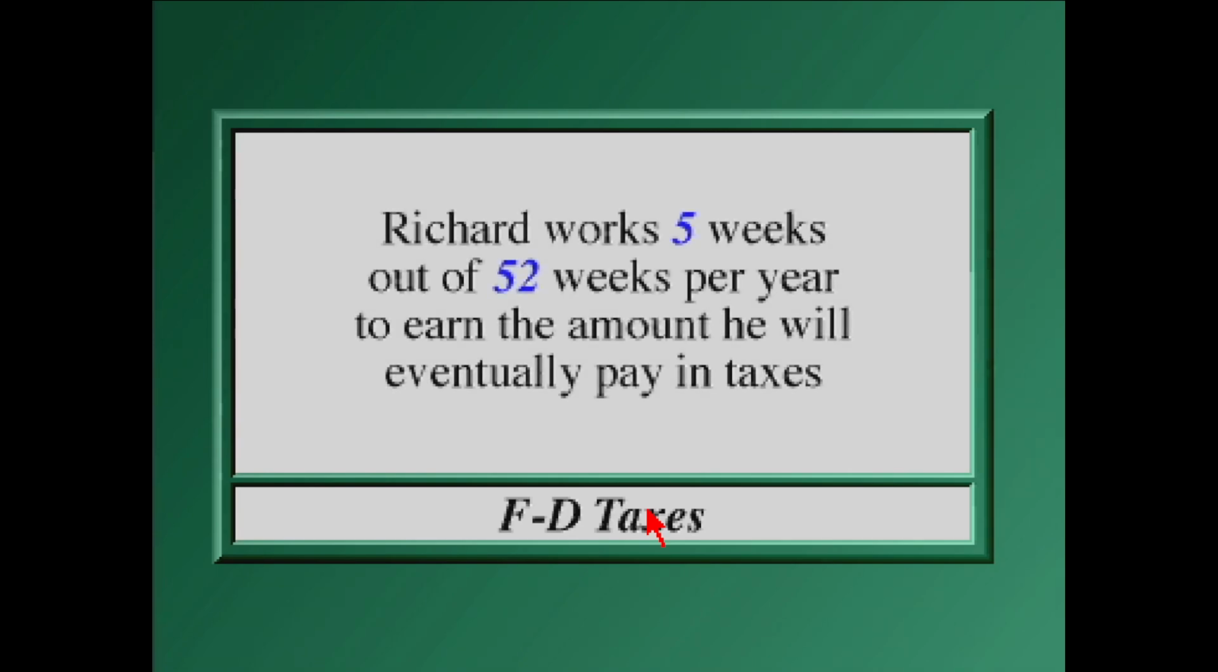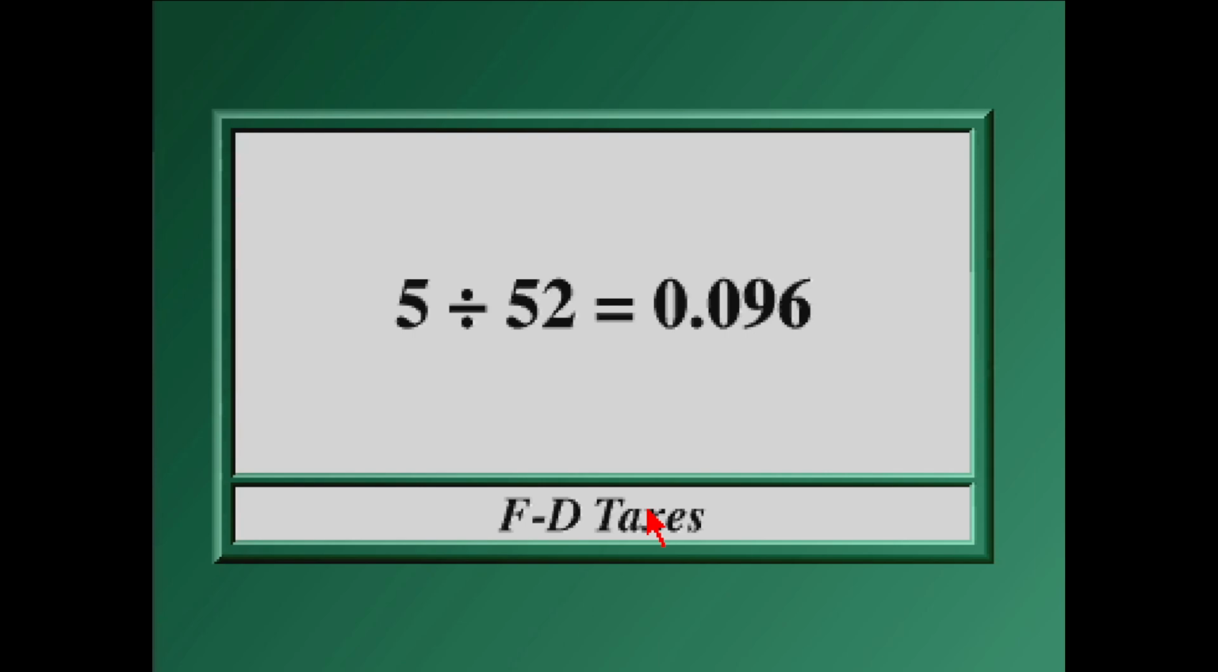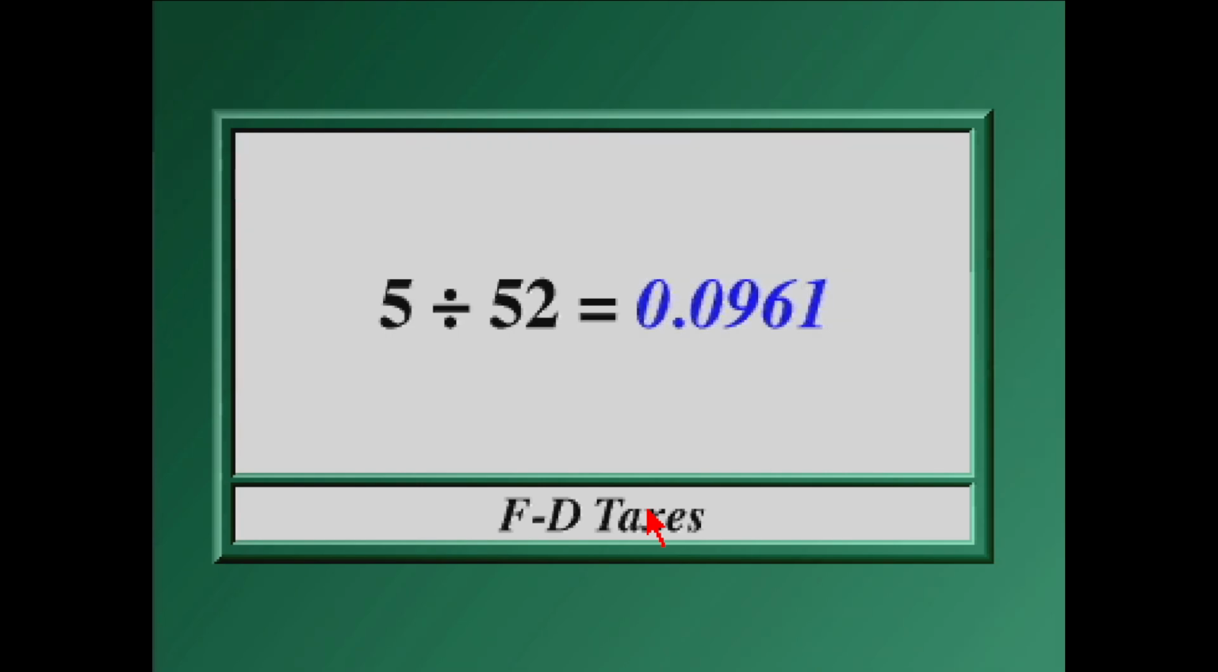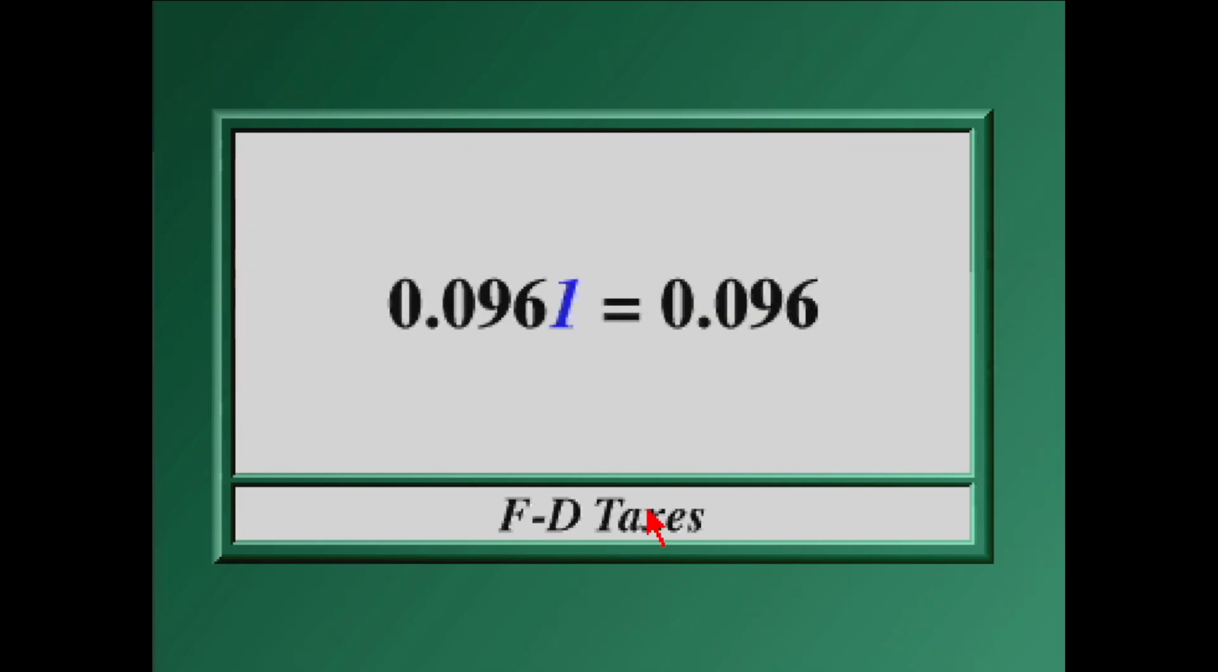Richard works 5 weeks out of 52 weeks per year to earn the amount he will eventually pay in taxes. 5/52 converted to a decimal becomes .096, rounded to the nearest thousandths, when the denominator 52 was divided into the numerator 5. Since Richard was interested in accuracy to the nearest thousandths, the division was carried out 4 decimal places. No zero remainders were reached in 4 decimal places. The number 1 resulted in the 10,000ths decimal place, so the 1 was dropped and the decimal remained .096.